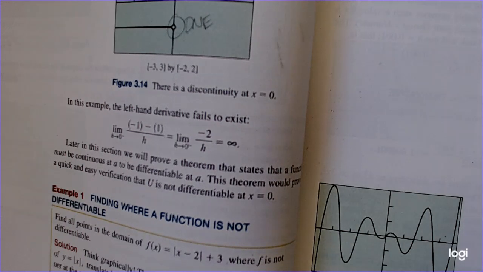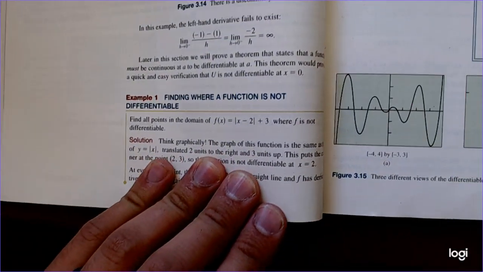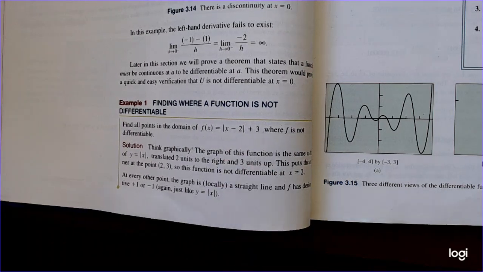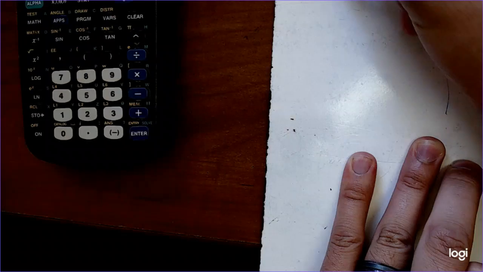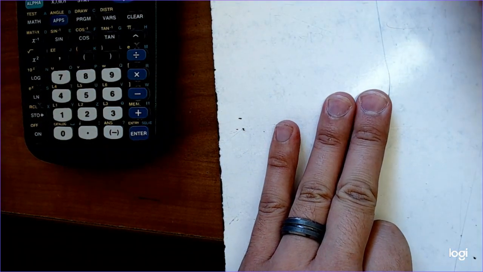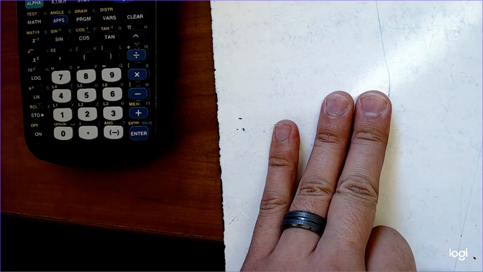Oh, okay. Let's talk about some atypical functions, right? So, for example, they want to find where a function is not differentiable, and they're using the function f of x is equal to absolute value of x minus 2 plus 3. Let's go ahead and graph this. So, we've got f of x is equal to absolute value of x plus 2? No, minus 2, and then plus 3.